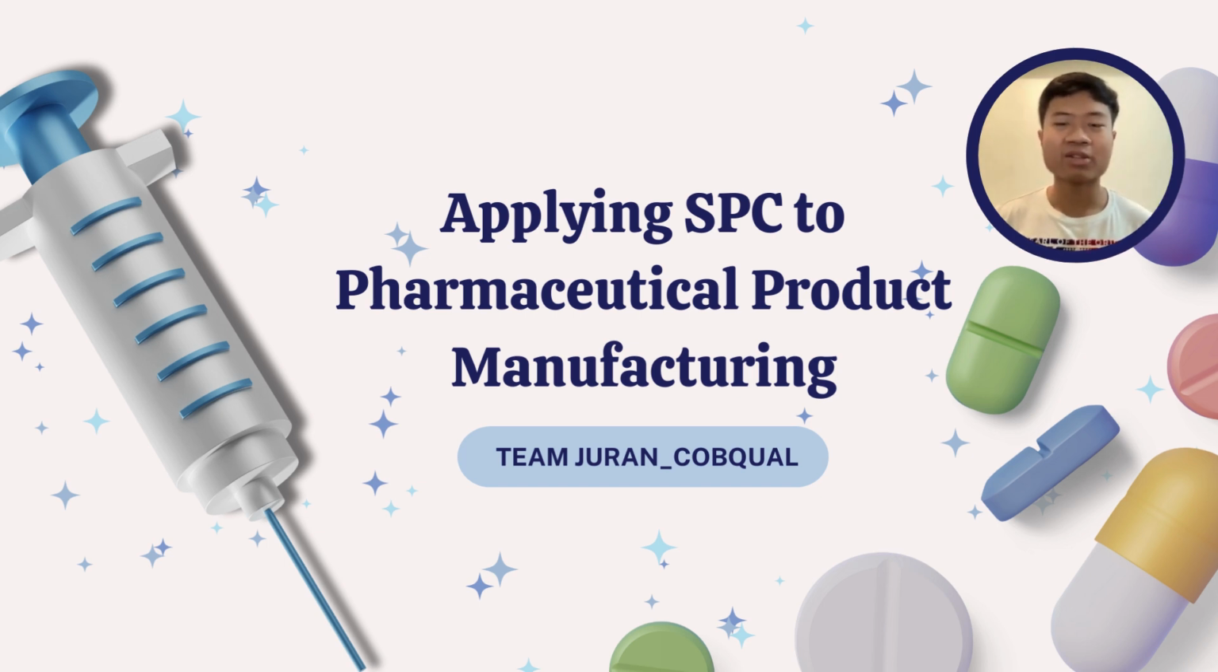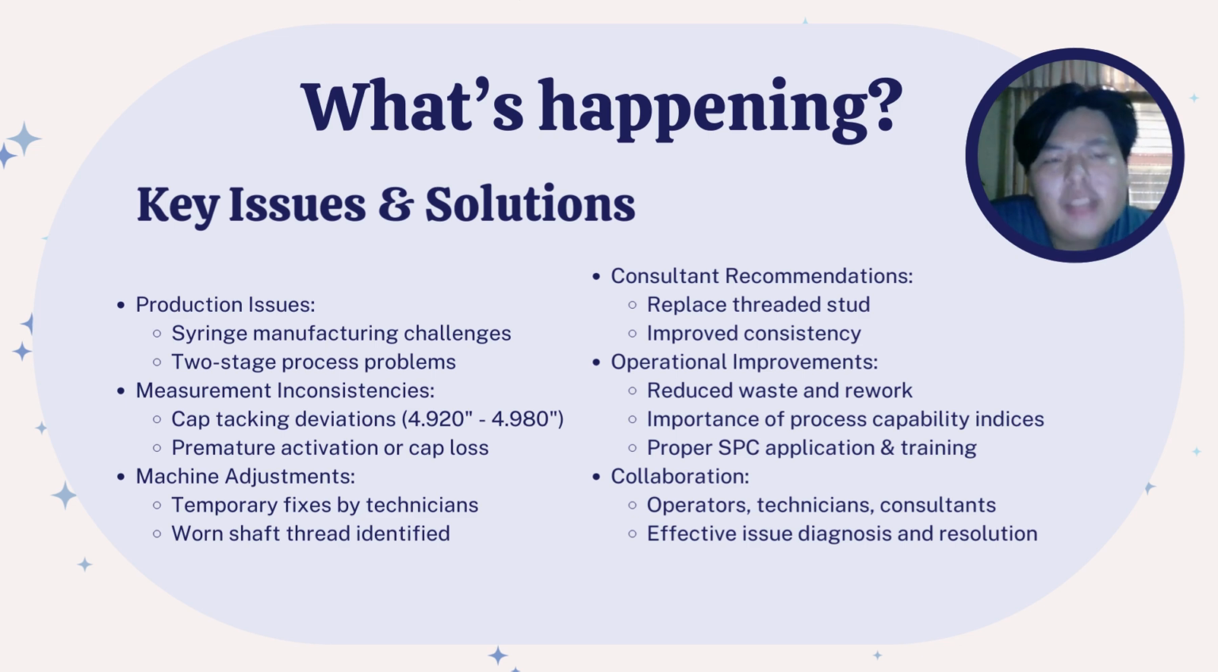We are Team Juran, and today we'll be discussing how to use statistical process control to help manufacture pharmaceutical products. A Midwest pharmaceutical company faced significant production issues in manufacturing individual syringes containing a single dose of an injectable drug. The process involved two stages: filling glass syringes with a sterile liquid drug, sealing them with a rubber stopper, and then inserting these cartridges into plastic syringes, followed by electrically tacking the containment cap at a precise length.